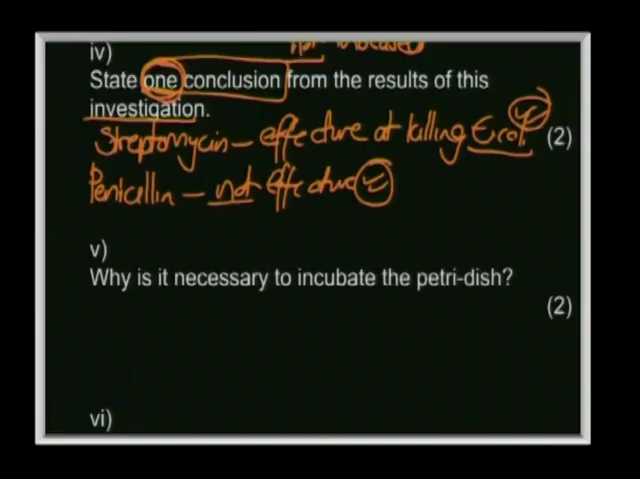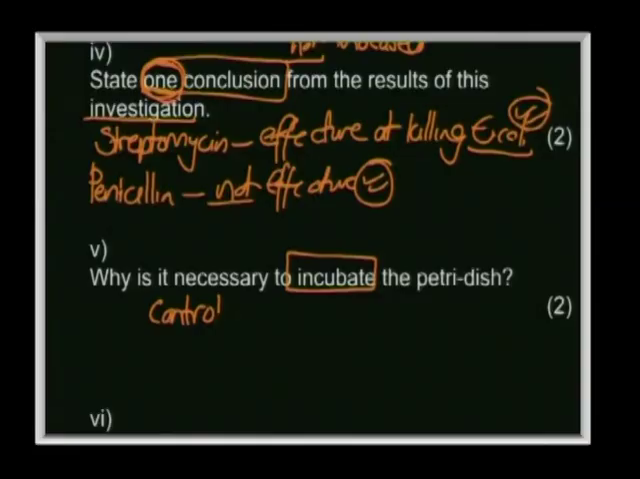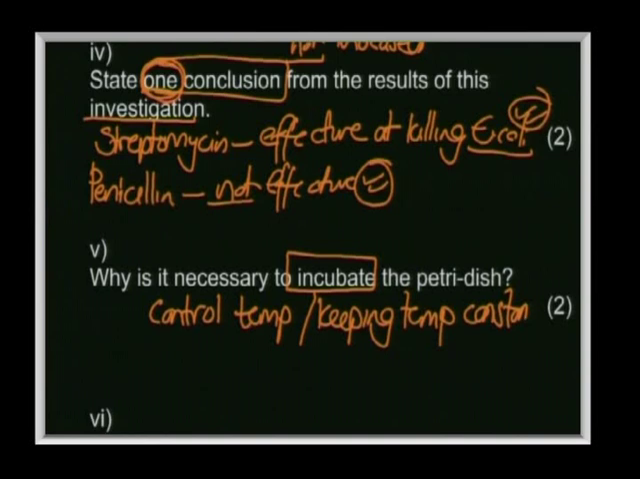Next part of the question reads, why is it necessary to incubate the Petri dish? When you incubate the Petri dish, in which you are doing an experiment, what you are doing is you are controlling the temperature or keeping the temperature constant. Either one of those will get you 2 marks.